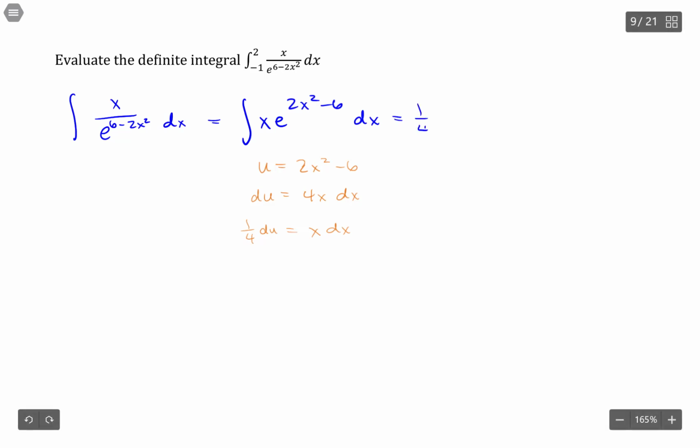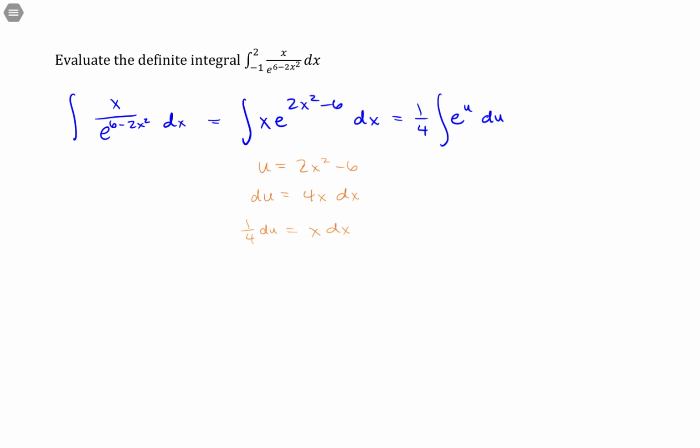So this will become 1/4 times e to the 2x squared minus 6, which is just e to the u, and then x dx gets changed into 1/4 du. Okay, so at this point we have a couple of things that we could do. We could continue and change everything back to the variable x and then evaluate, or we can change everything into u and make our lives easier. I am going to do that.